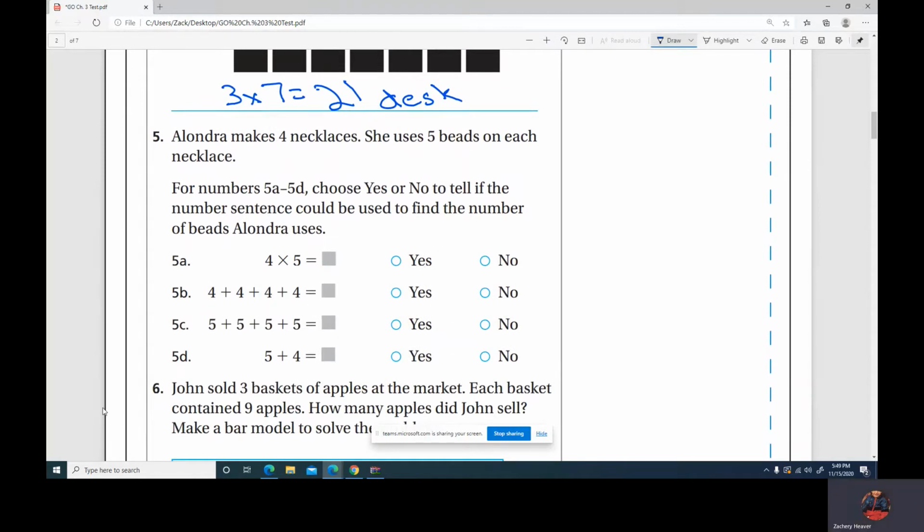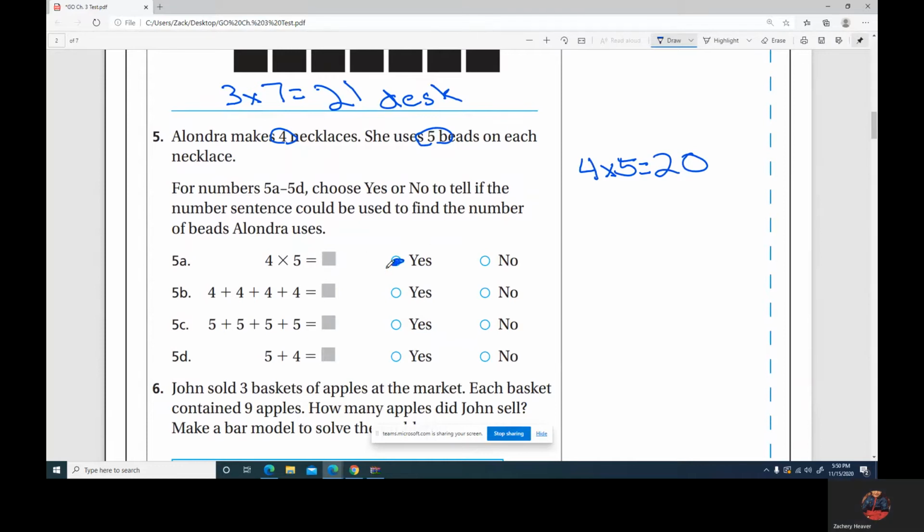The next one. It says, Alondra makes 4 necklaces. She uses 5 beads on each necklace. For 5A through D, we're going to say yes or no to tell if it is true. Well, first off, before we do anything, I want to solve 4 times 5, because if none of these equal what 4 times 5 equals, then we know it's a no. And 4 times 5 equals 20. So 4 times 5, does that equal 20?